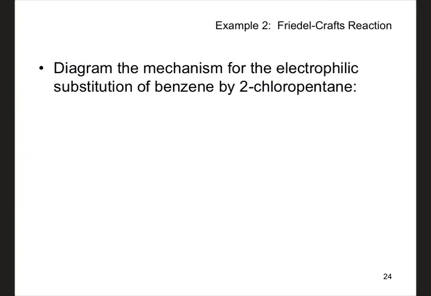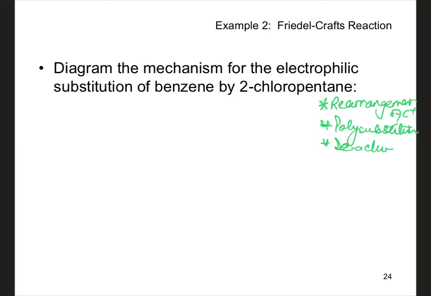So we identified four problems. Let's write them down somewhere. We have the problem of rearrangement of carbocation. We have the problem of polysubstitution. We had the problem of deactivating groups, deactivating substrates do not undergo reaction.